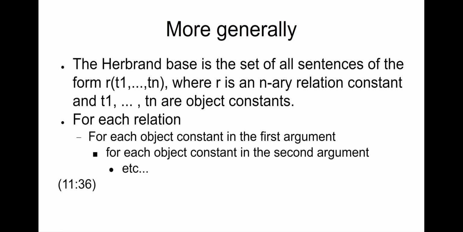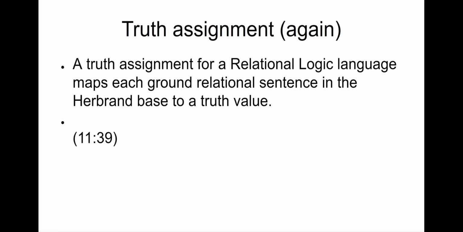And we can get even more abstract and say, more generally, it's the set of all sentences of the form R T1 through Tn, where R is an n-ary relation constant and T1 through Tn are object constants. So what we would do is go through each relation, and each object constant for the first argument and each object constant for the second argument, and so on, in order to produce all of the elements of the Herbrand base.